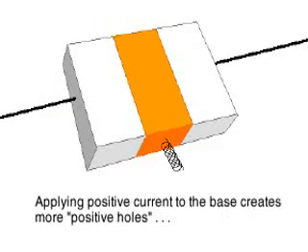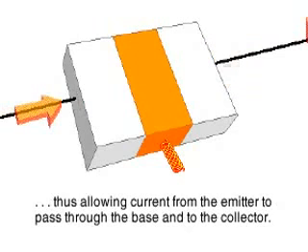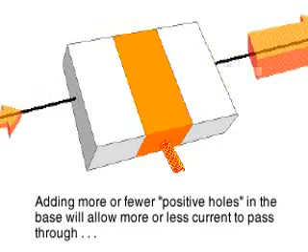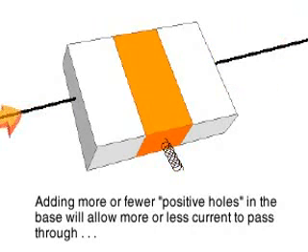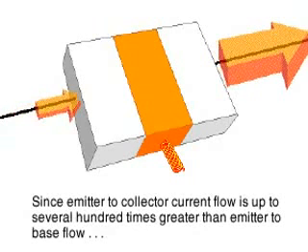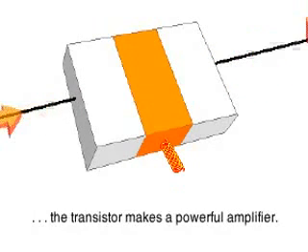But when a small positive current is applied to the base, it will produce additional holes that will, in turn, allow more electrons to come from the emitter and pass through the base to the collector. Adding more or fewer holes into the base with positive current allows more or less current flow from emitter to collector, like a throttle controlling the speed of an engine. Because the emitter to collector current flow is up to several hundred times greater than the emitter to base current, the transistor makes a powerful amplifier.